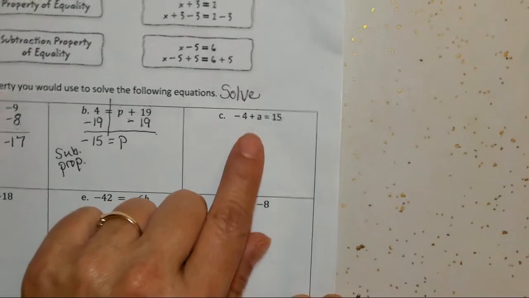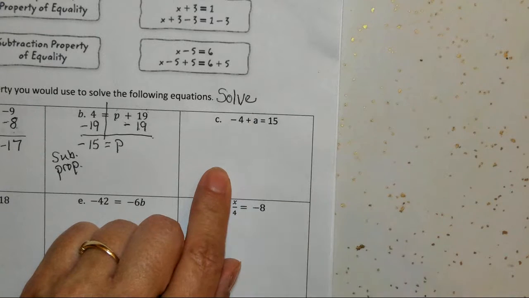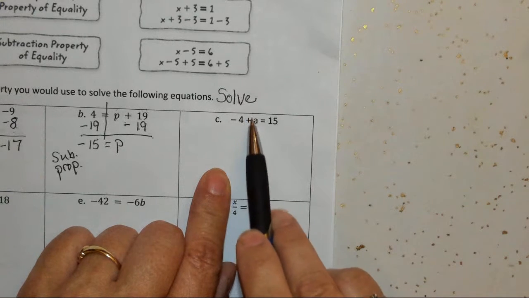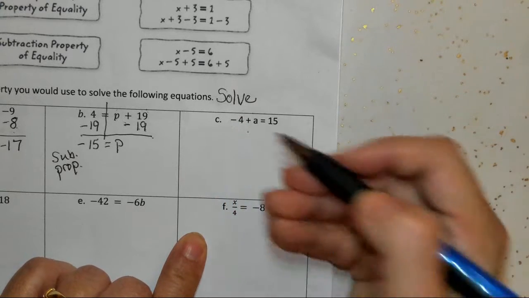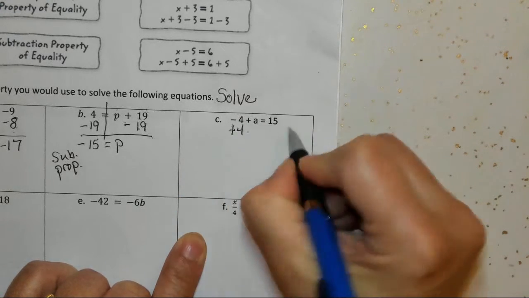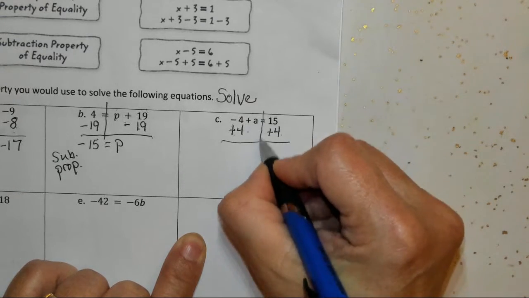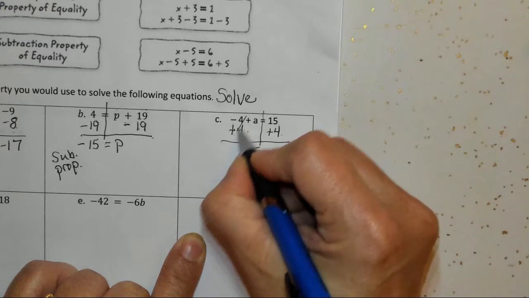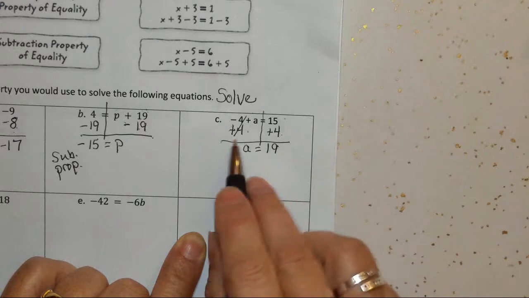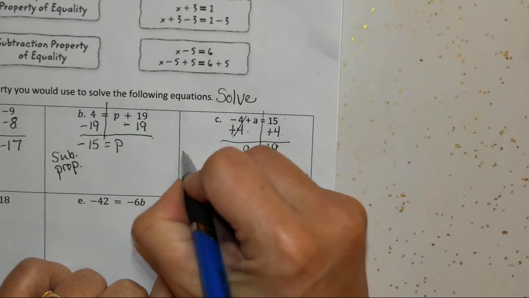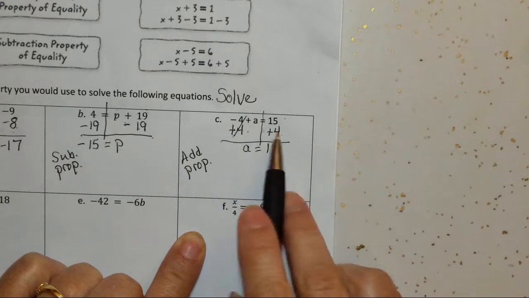In this particular example, I notice a negative 4 that I have to get rid of. All right, I'm not looking at this addition sign, I'm looking at this minus 4. So to make a negative 4 disappear, I have to add to both sides of the equal sign. It makes that disappear, and over here it ends up being 19. Because I added the same thing to both sides, this is called the addition property of equality.